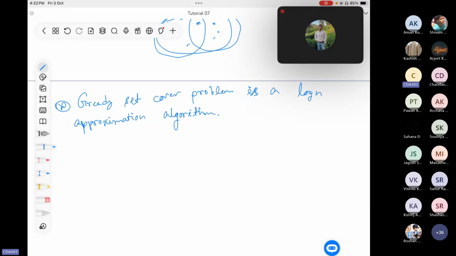Then I'm going to show the approximation. How close are we to the optimal solution? So it's clear that set cover does not solve this problem optimally. This problem is NP hard, and what NP hard means is something that you will learn, I think, later in this course.